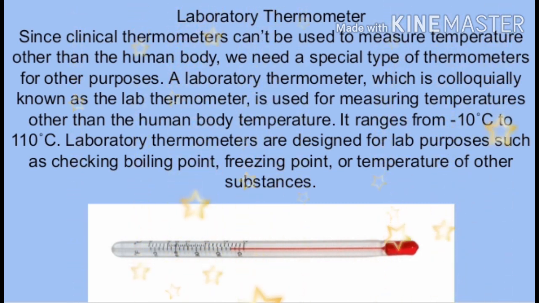Laboratory thermometers. They are used in laboratories for performing experiments. Such thermometers can measure temperatures of hot objects such as boiling water or cold objects such as ice. The range of the thermometer is from -10 degrees Celsius to 110 degrees Celsius.